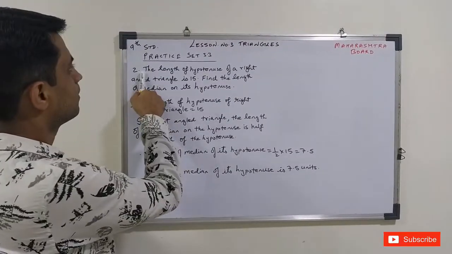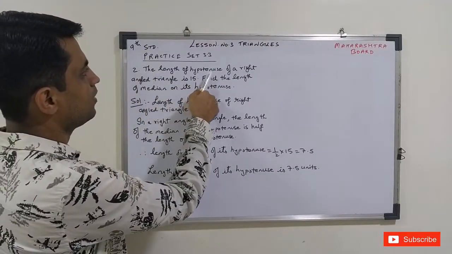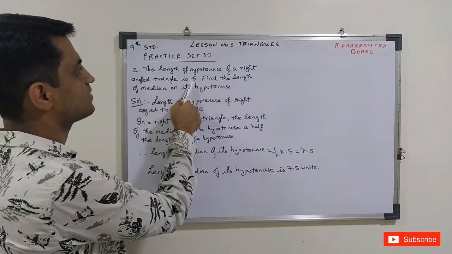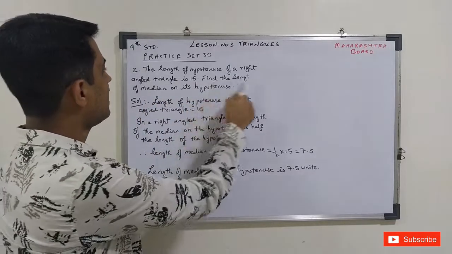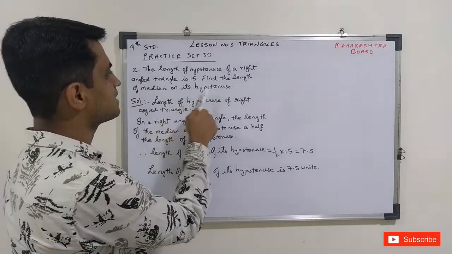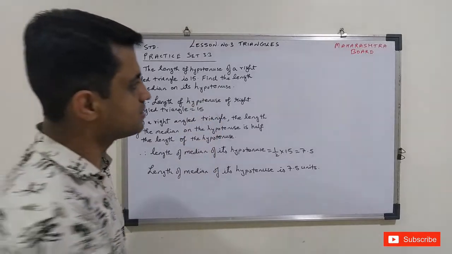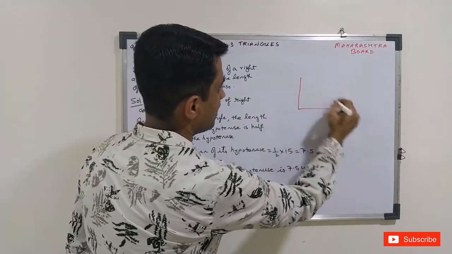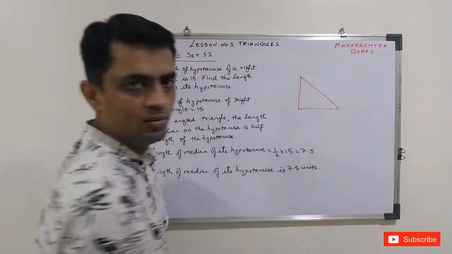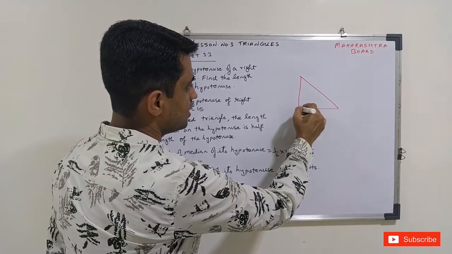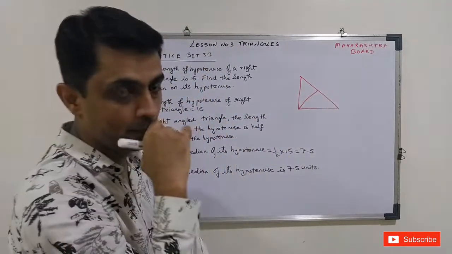Second sum. The length of the hypotenuse of a right angle triangle is 15. Find the length of the median on its hypotenuse. It's very easy. The right angle triangle is given to you. They have also given you that this is a median. Yes or no?